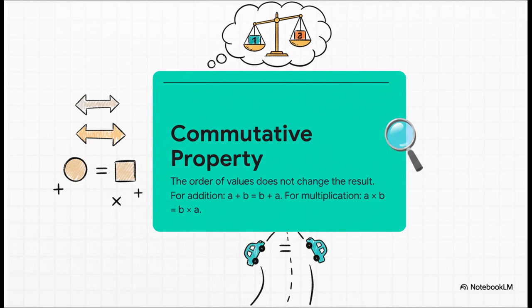It basically says that for addition and multiplication, you can commute, move the numbers around, and the result stays the same. So 4 plus 7 is the exact same thing as 7 plus 4. Simple, right? But trust me, it's incredibly powerful.